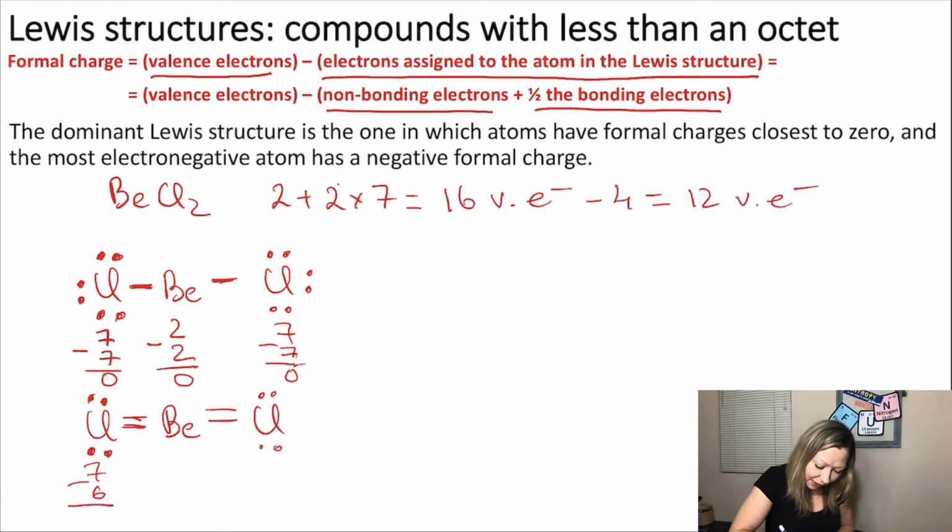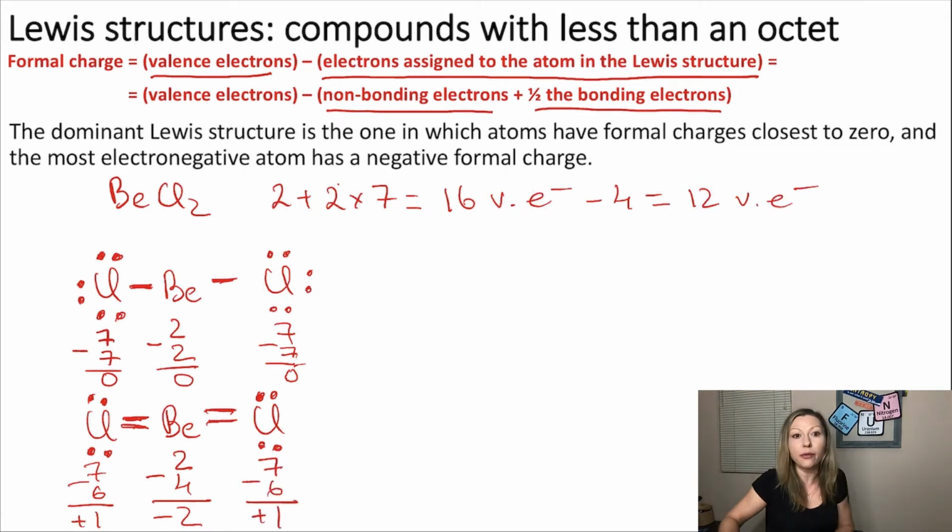So that's going to give us a plus 1 charge. For beryllium, 2 minus 1, 2, 3, 4. So that's going to give us a minus 2 formal charge. And for chlorine, 1, 2, 3, 4, 5, 6 again. So 7 minus 6 is going to give us a plus 1 formal charge.